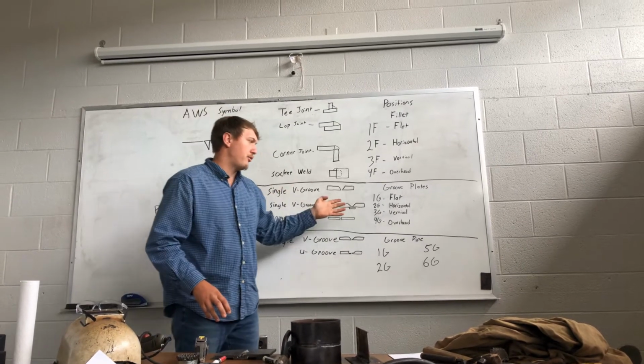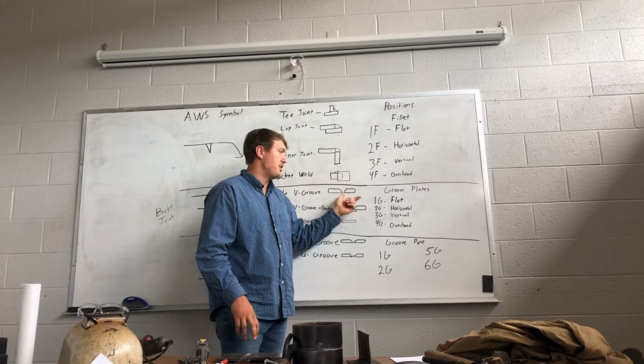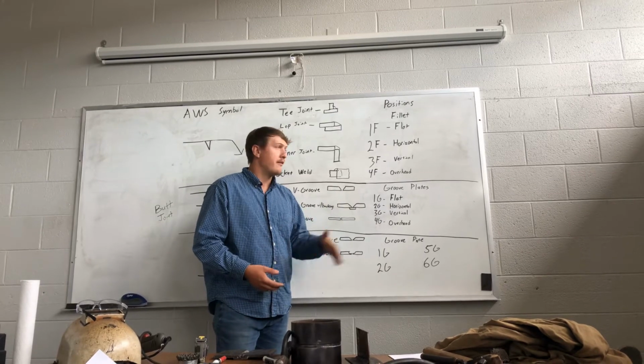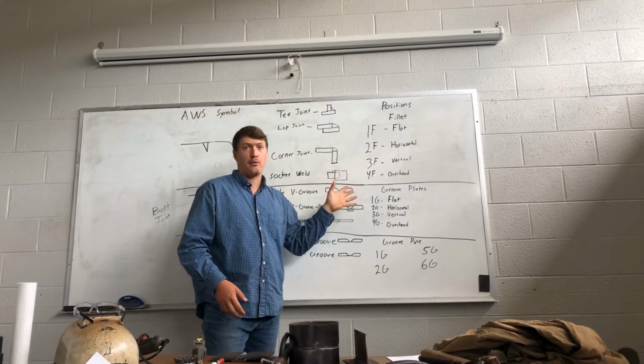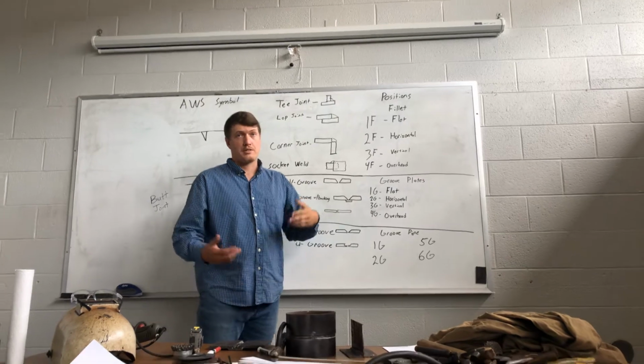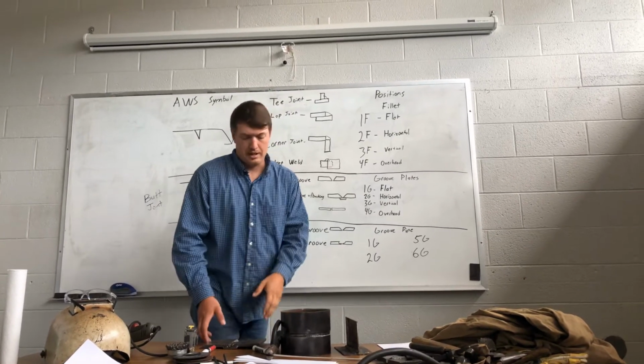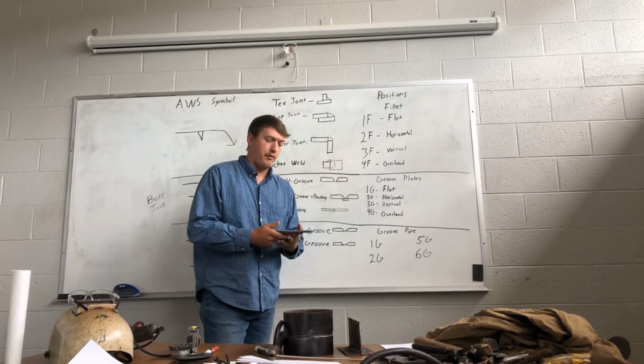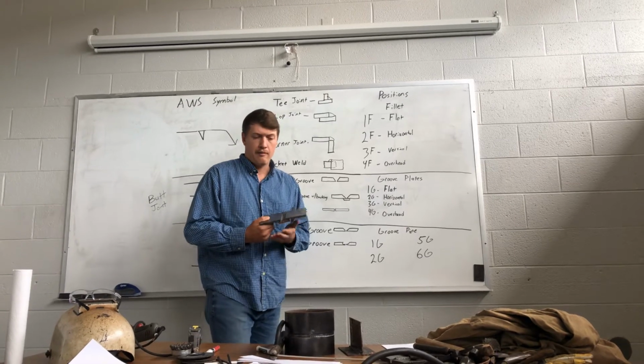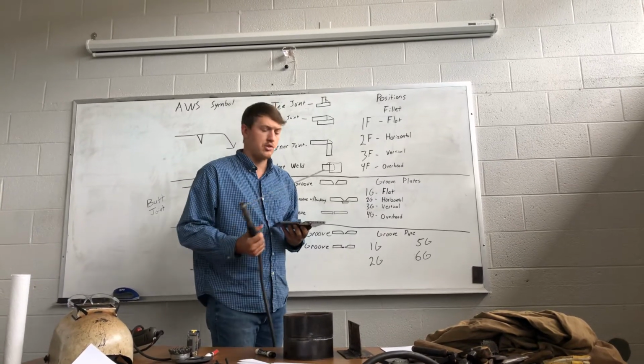We have 4 positions for plates: 1G, 2G, 3G, and 4G. Very similar to the 1F, 2F, 3F, 4F. We change it to a G because it's a groove weld. Pretty much the same stuff. Here we have a V groove with a backing strip. Very common weld that you'll see out here in the shop.